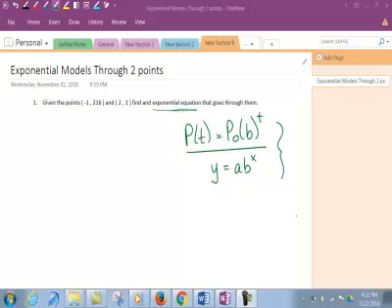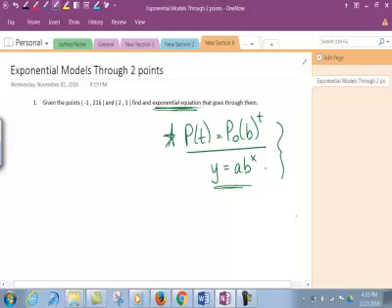This time we're going to talk about an exponential model through 2 points. So when I ask for an exponential equation, usually up until now we've looked at the equation P of t equals P sub 0 times b to the t. In these questions I like to use a simpler version of it, y equals ab to the x. Please know that these are equivalent and that you can use either of them for exponential equation problems.